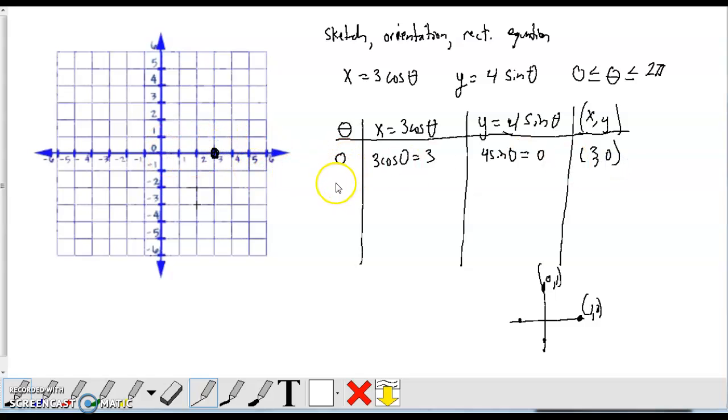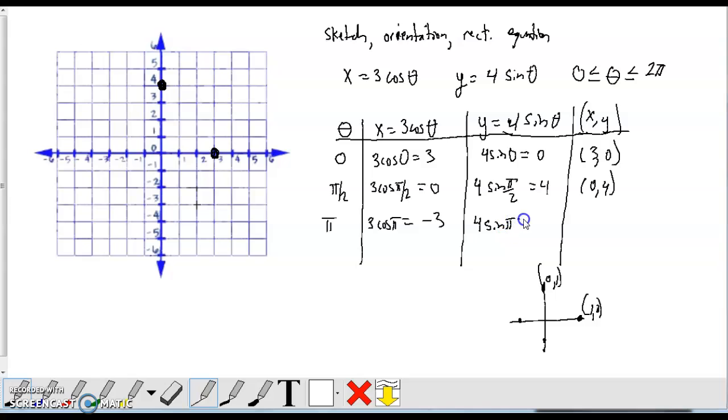After 0, let's pick 90 degrees. It's in radians, so we'll say pi over 2. So 3 cosine of pi over 2 would be 0. And then 4 sine of pi over 2, sine is 1, so this will be 4. So our point would be 0, 4. I'm in that direction. And then I'm down to 180, aka pi. So 3 cosine of pi is -3. And 4 sine of pi would just be 0. So -3, 0 would be right there.